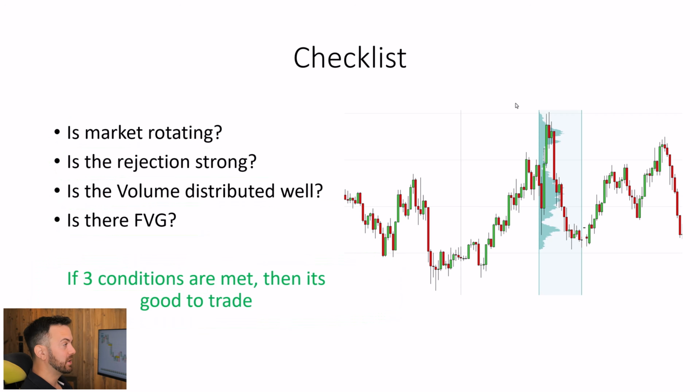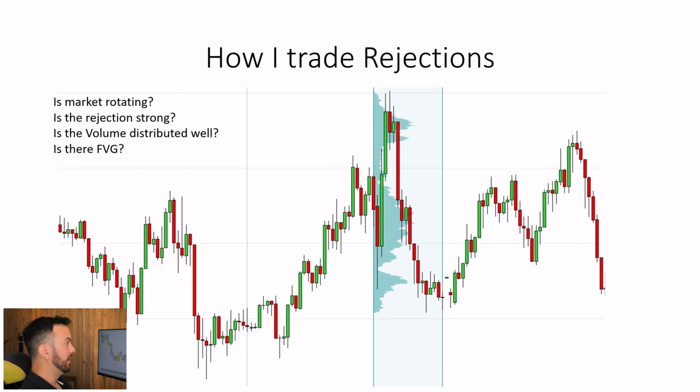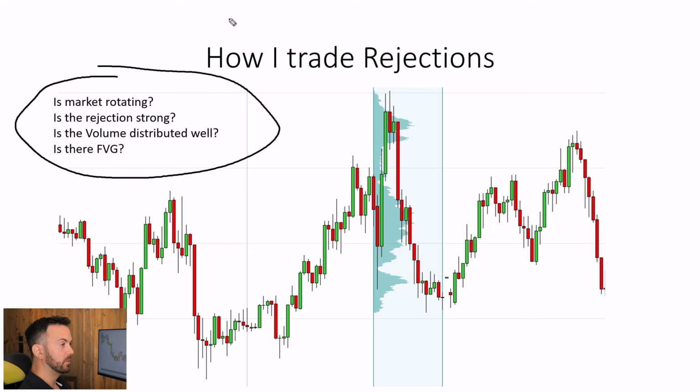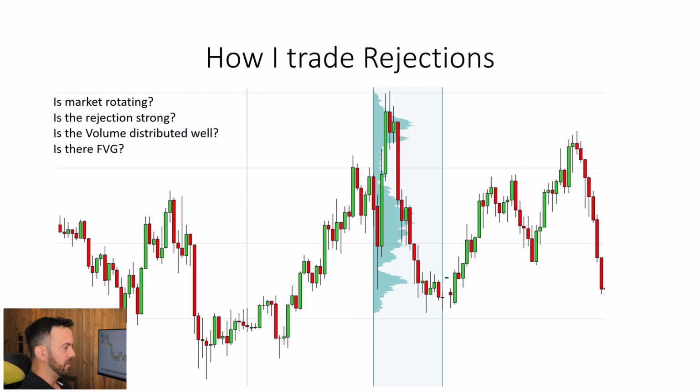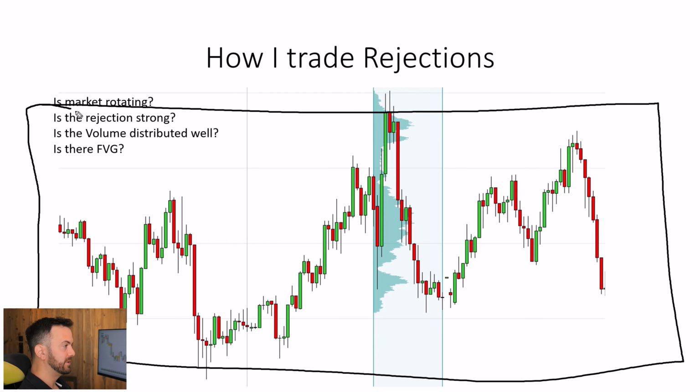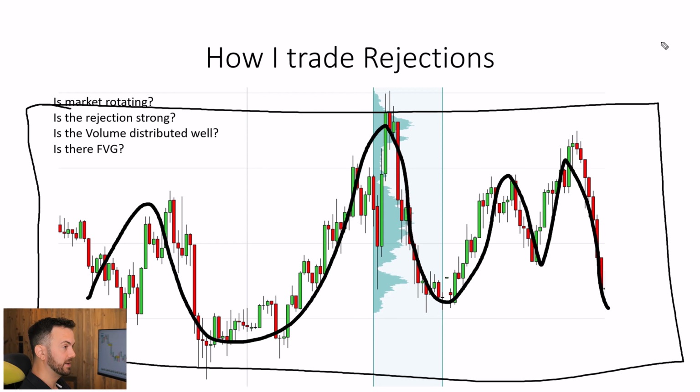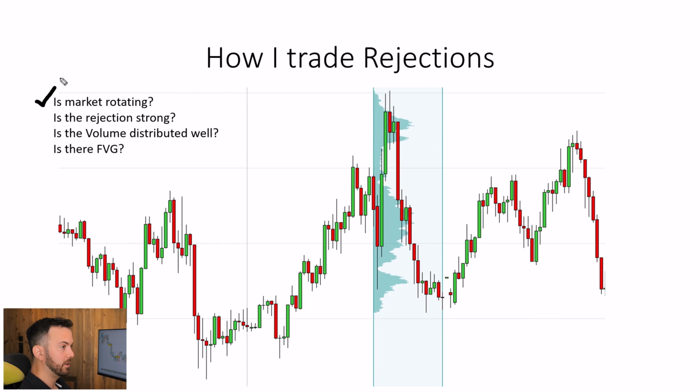Now let's put this into action and let me show you how I trade this. I'll give you 2 examples of 2 trades. In here I have that checklist for you, so we can check it as we go. So the first thing, the most important thing to do is identify a good rejection using this checklist. So let's check out this one, this rejection right here. Is the market rotating? Yes, it appears to be rotating. Even though I don't have the volume profile printed here, you can see that the market is going up and down, it's rotating, right? So yeah, this checks out.